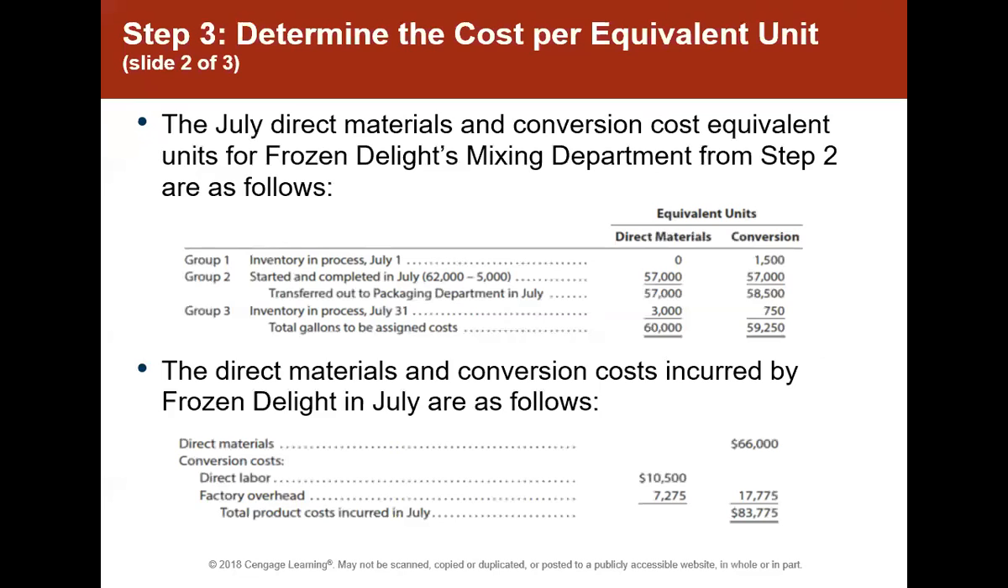Then they're showing us our equivalent units again as a review, so we know what we had. And now they're giving us our costs. Materials costs in the period were $66,000, and total conversion costs were $17,775. So that's just a given.